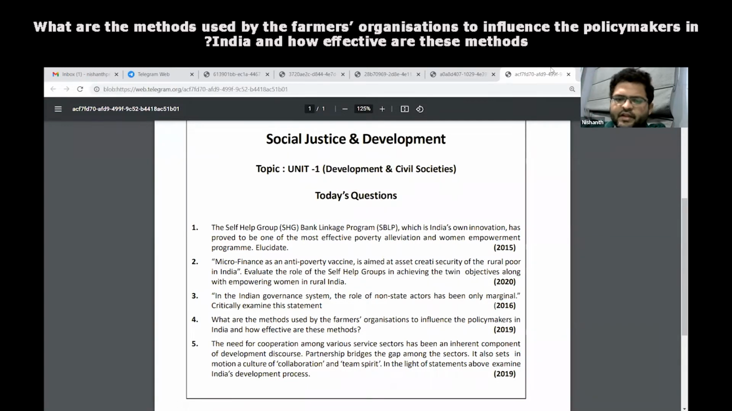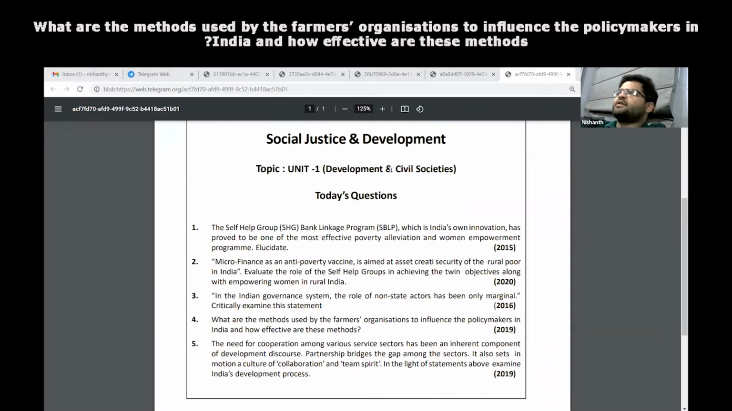Farmer organizations are one among the many non-state actors. Why it was asked in 2019, we all know. Methods used by farmers organization, so simply what would be the framework? You just write a basic introduction about non-state actors and define how farmers organizations are one among the non-state actors, and then give examples of methods. What are the various methods?